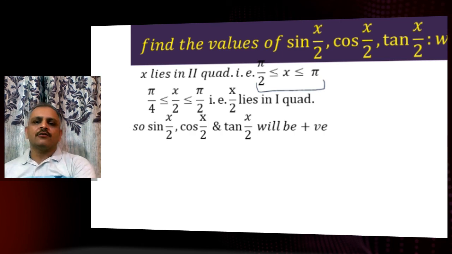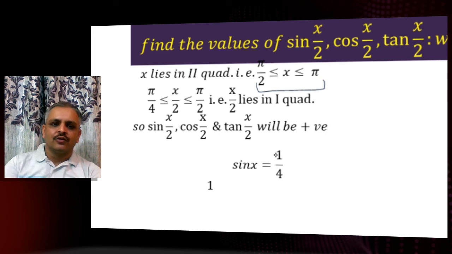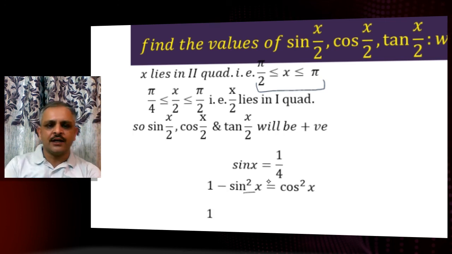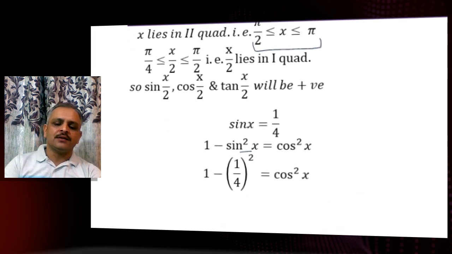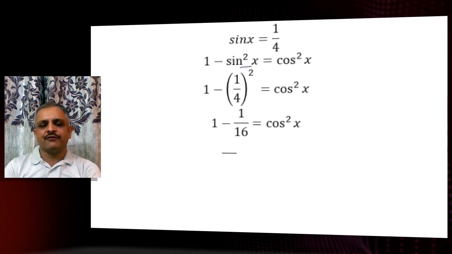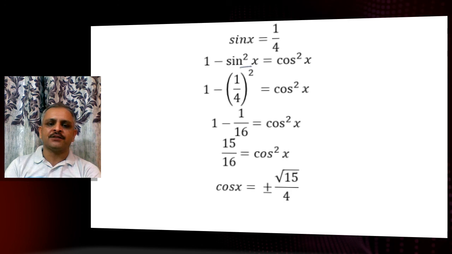So now let's find out the value of cos x, so that will help us to get all these values. From sin x we will convert into cos x. As we know that sin x is 1 by 4 and 1 minus sin square x is equal to cos square x. What is the value of sin x? 1 by 4. So let's put the value of sin x as 1 by 4. So 1 minus (1 by 4) square is equal to cos square x. 1 minus 1 by 16 is equal to cos square x. On simplification, 15 by 16 is equal to cos square x, and the value of cos x will be plus minus root of 15 by 16.